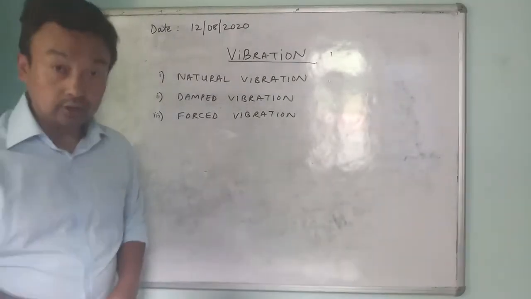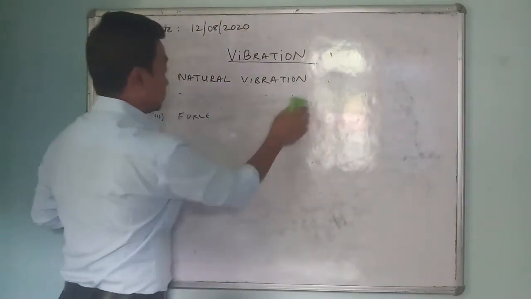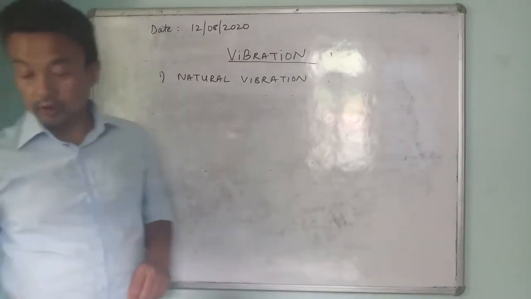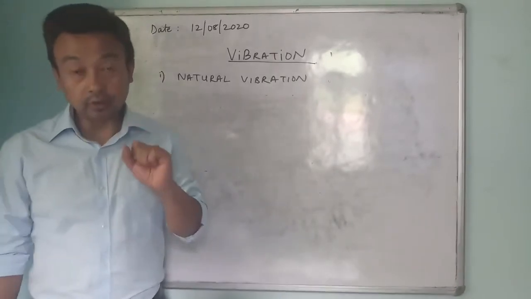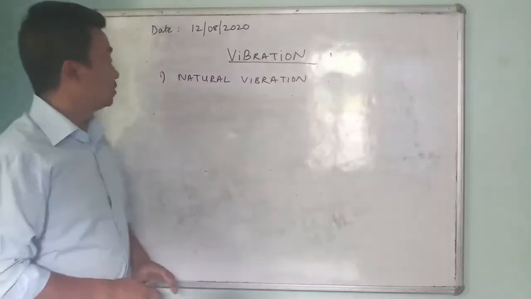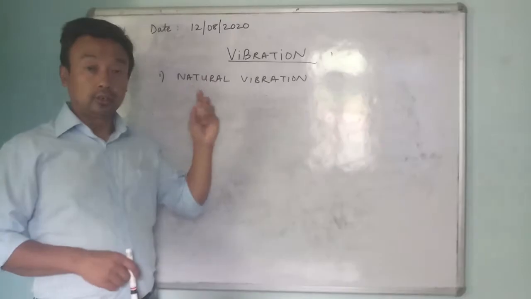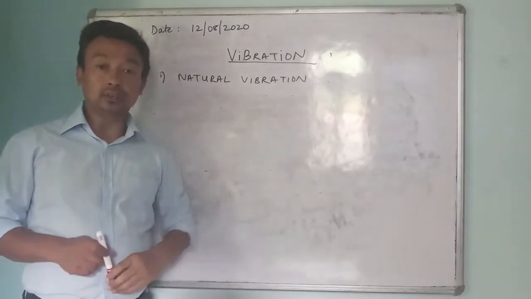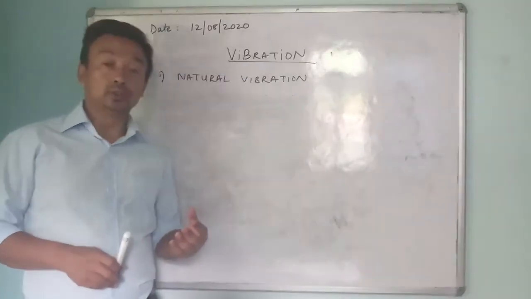What is the natural vibration? It is the periodic vibration of a body in the absence of any external force on it. That is called the natural or free vibration. So the key point you have to keep in mind is that there is absence of external force. Now in practice it is not possible to have no force in the medium.